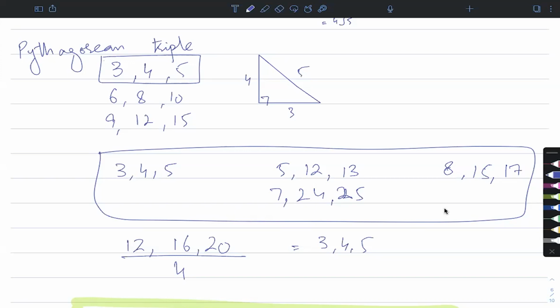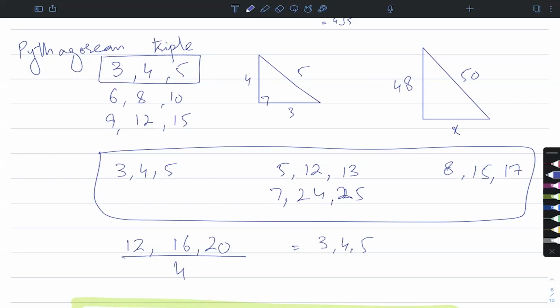So 3, 4, 5, or any of their multiples; 5, 12, 13; 8, 15, 17; 7, 24, 25, or their multiples. If you remember this, you can simply apply it right away. For example, if I said this is a right triangle, and this is 50 and this is 48, what is this side?